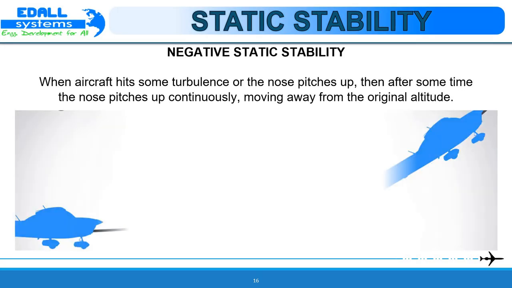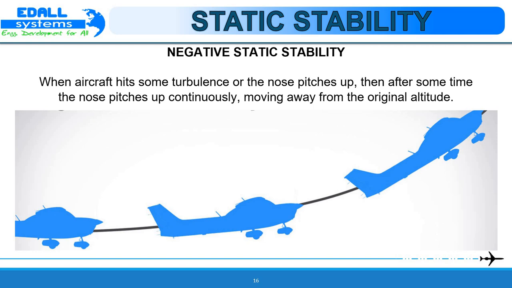Negative static stability. Finally, an aircraft with negative static stability tends to continue moving away from its original attitude when it's disturbed. For example, if we hit turbulence and our nose pitches up, then immediately continues pitching up, our aeroplane has negative static stability. For most aircraft, this is a very undesirable thing.